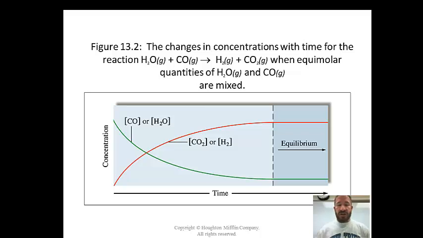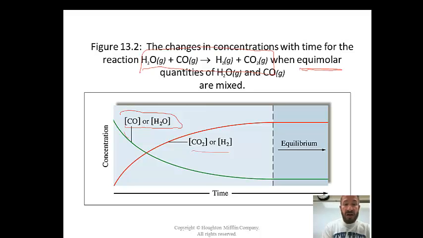So let's look at another situation. This is a reaction where we have carbon monoxide and water reacting to form hydrogen and carbon dioxide. Now we start with equal molar quantities of water and carbon monoxide, so their concentration is the same. Everything is changing in equal amounts because everything's 1 to 1 here. So we start off with all the reactants and none of the products.